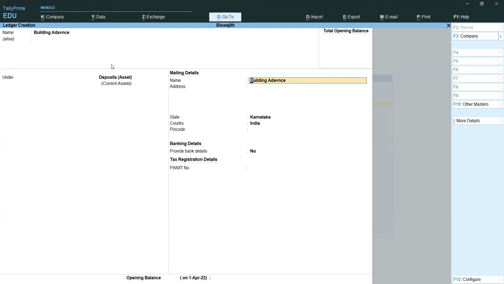The advance amount we are depositing, that's why it is under group deposits and assets. Other information we do not require. Just press enter and save the screen.